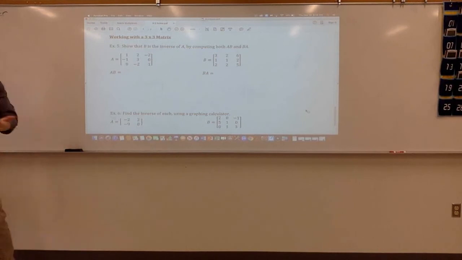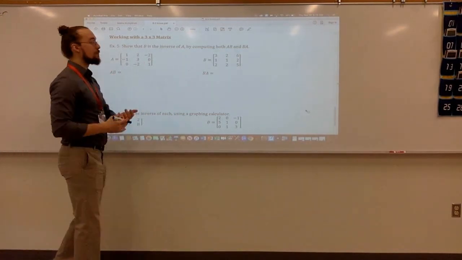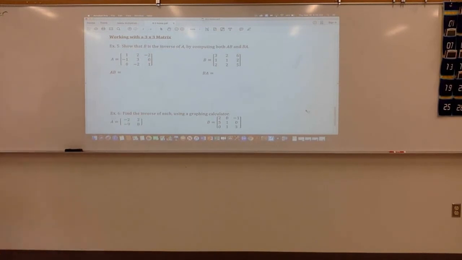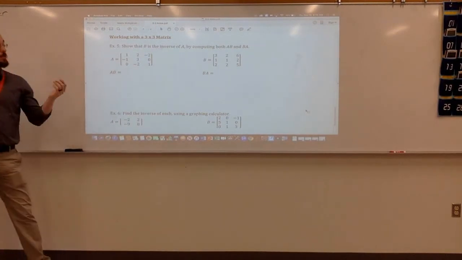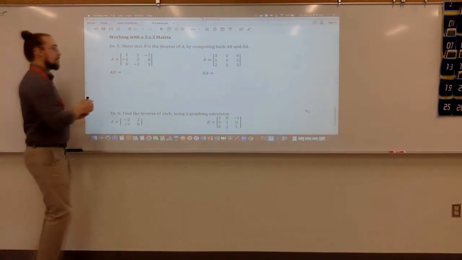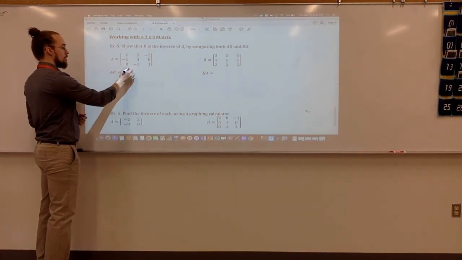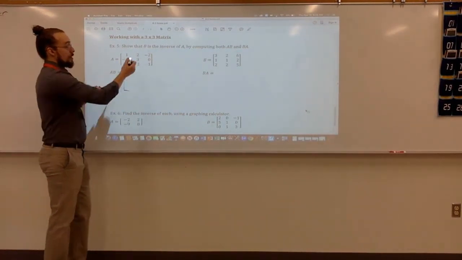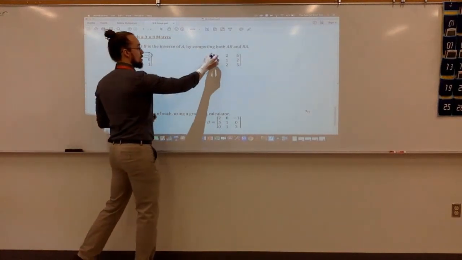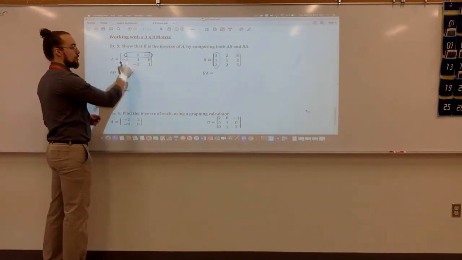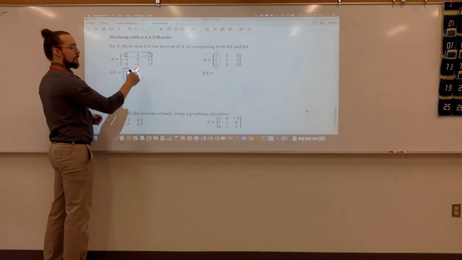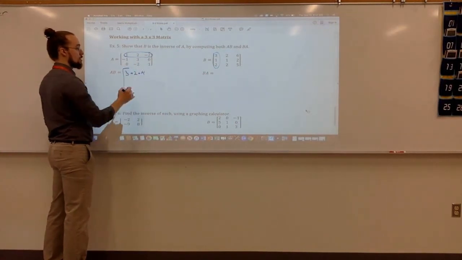All right, so let's talk about the same things here with a 3x3 matrix. First, verifying that two matrices are inverses of each other by multiplying them together. If I do this, I should get the 3x3 identity matrix for both of these. Multiplying A times B means multiplying this whole row times this whole column here. So 1 times 3 is 3, 2 times 1 is 2, negative 2 times 2 is negative 4. So that's my first entry.